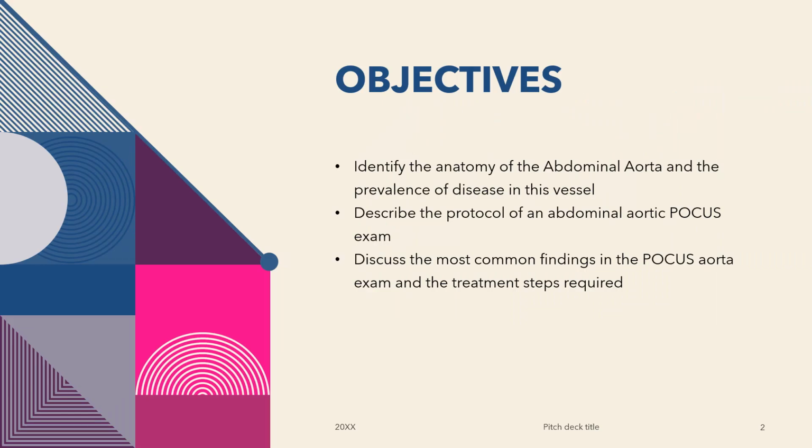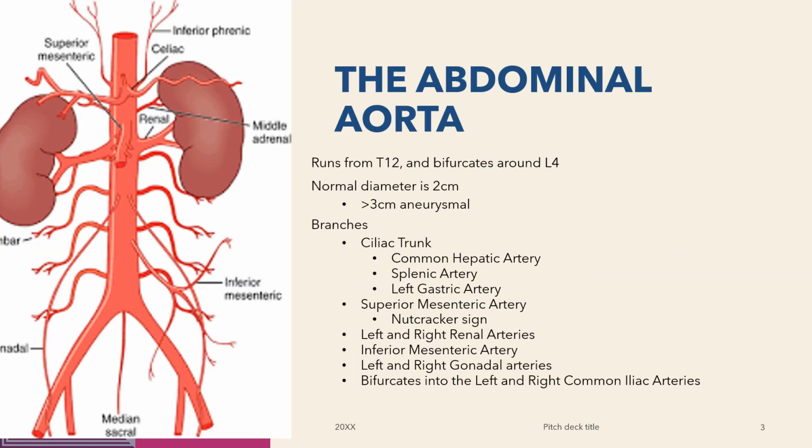So objectives for today are to identify the anatomy of the abdominal aorta and the prevalence of disease in this vessel. You'll also want to describe the protocol of abdominal aortic POCUS exams and discuss the most common findings on your POCUS aorta exam and the treatment steps required when you do come across these findings.